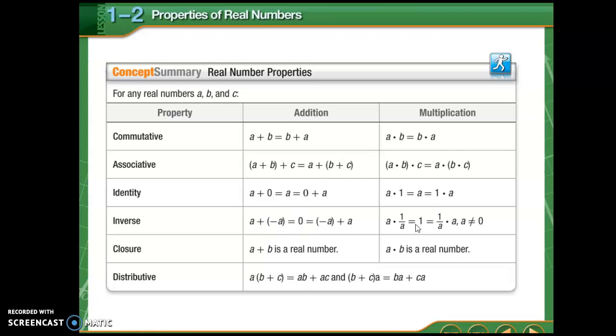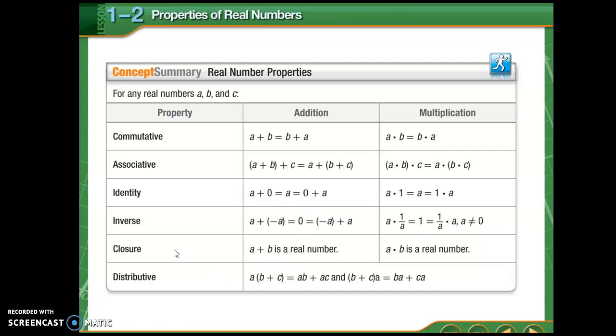And then in multiplication, the inverse of A is 1 over A. The same thing with 1 over A, the inverse is A. So you multiply the two inverses together, it equals 1. Provided that your denominator A must not be equal to 0. Otherwise, your answer is undefined.